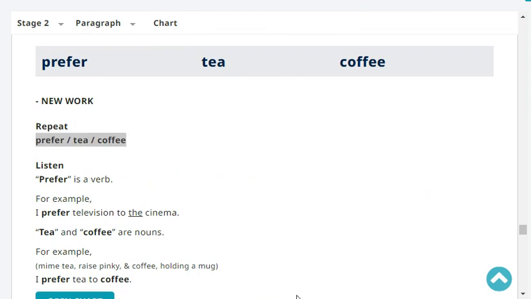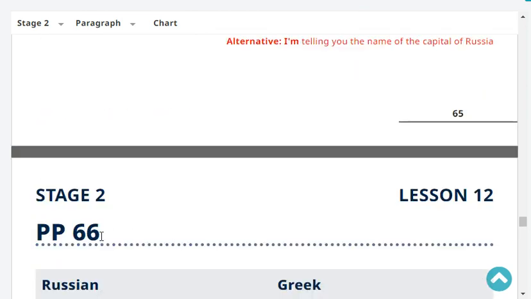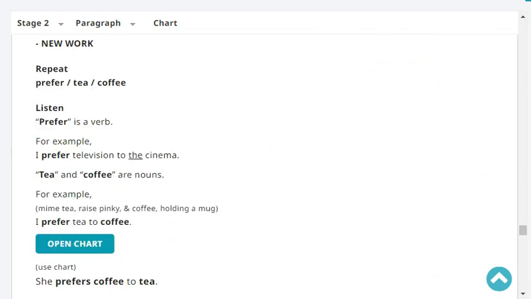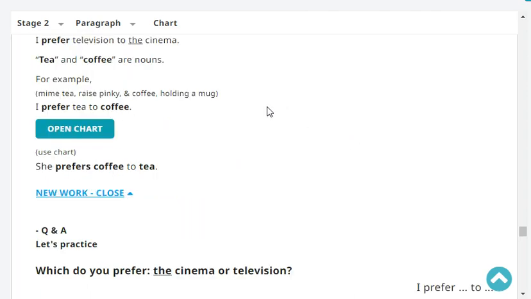Prefer tea, coffee. Very good. Okay, listen. The word prefer is a verb. It means your choice, what you like. For example, I prefer television to the cinema. Tea and coffee are nouns. For example, I prefer coffee to tea. Third person: she prefers tea to coffee.